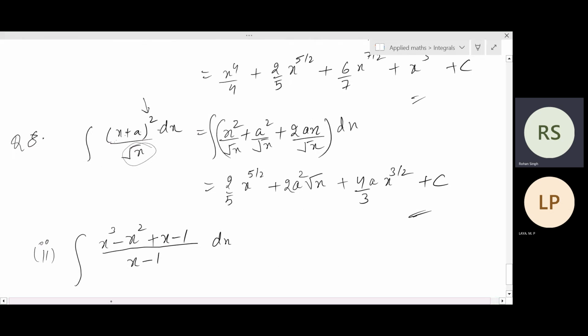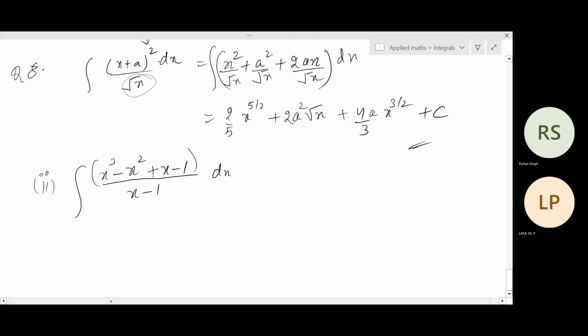Let's suppose, what will you do when you were unable to factorize it? Let's suppose we got something different that isn't factorable. Then what will you do? Then what you can do is just divide this, right?